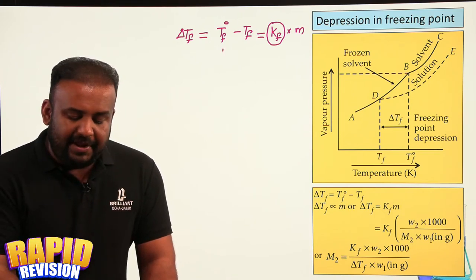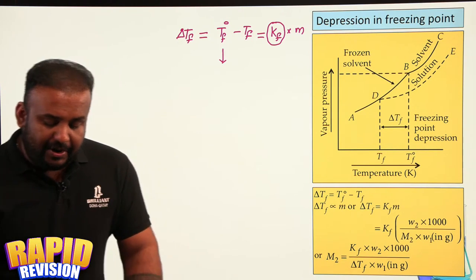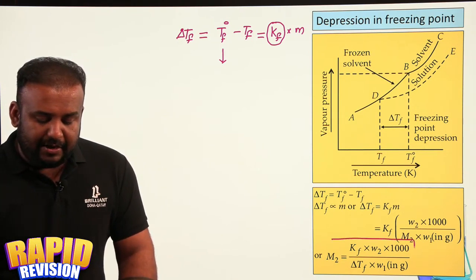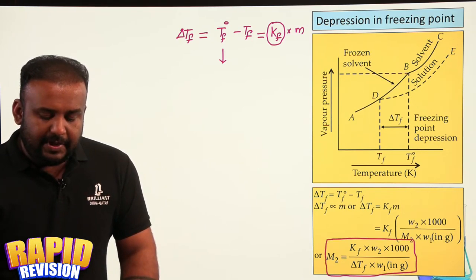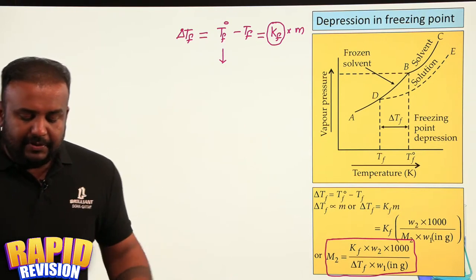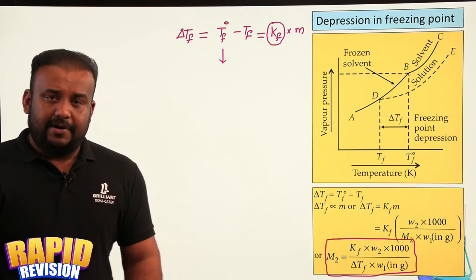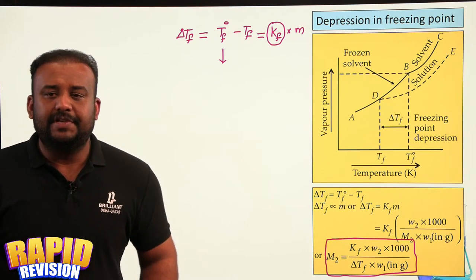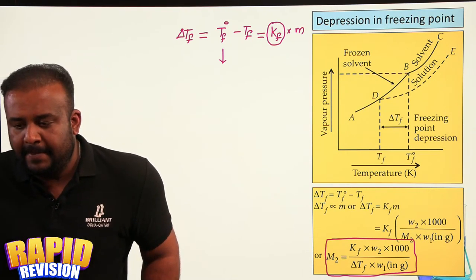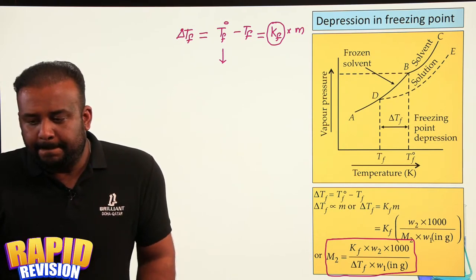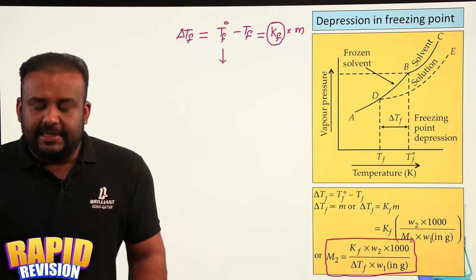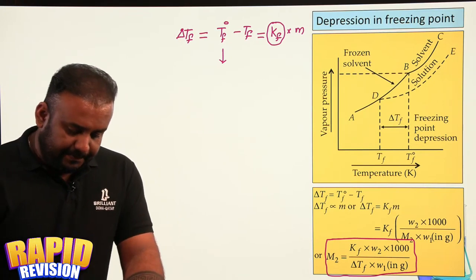So same as previous, I'm not going to derive it. Already we have the equation here for the molecular mass. It is equal to KF into W2 into 1000 divided by delta TF into W1. So that is the equation which you will be using for the numerical. Is that clear to all? Yes, cryoscopic constant.